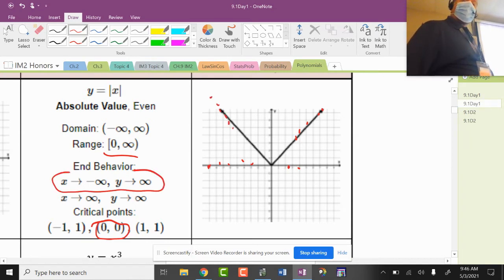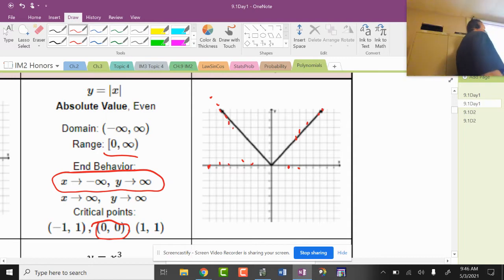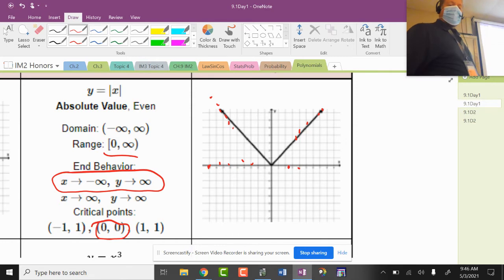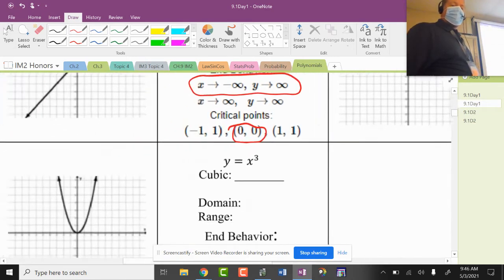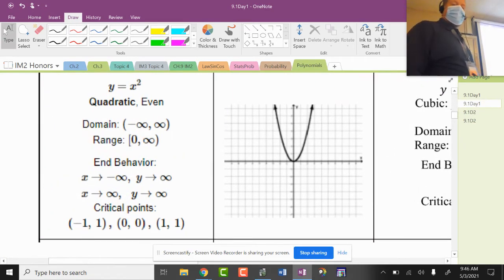So that is a little difference there compared to the linear function. All right, and then I don't really call those critical points. Those are just other input outputs: negative 1, 0, and 1, 0. And then here's your quadratic.